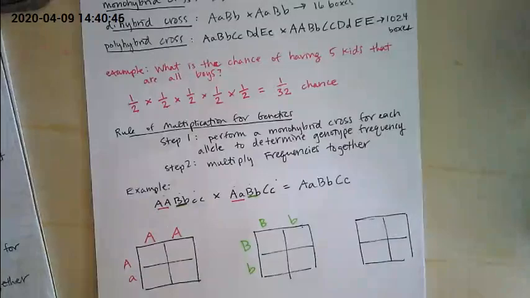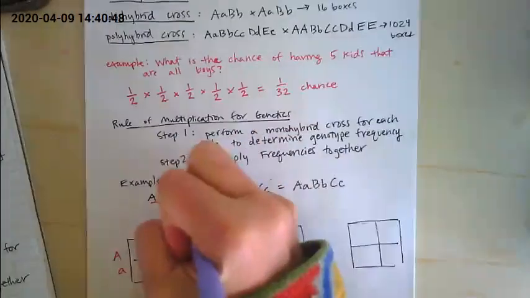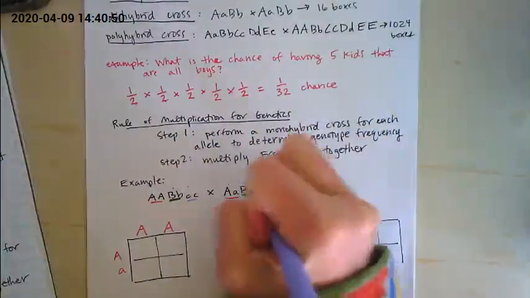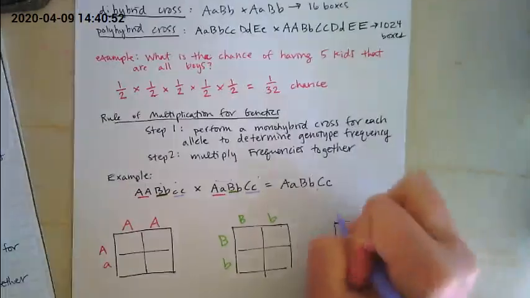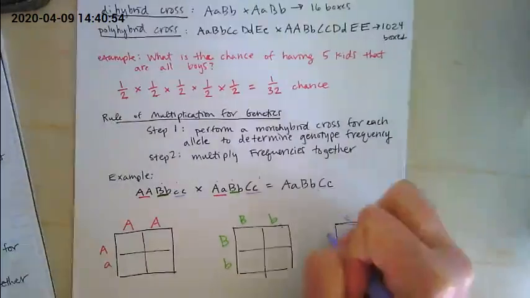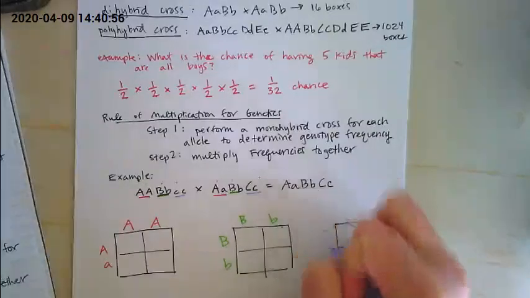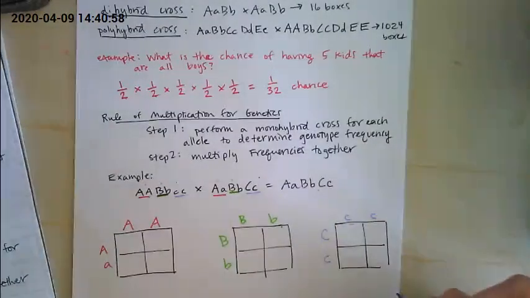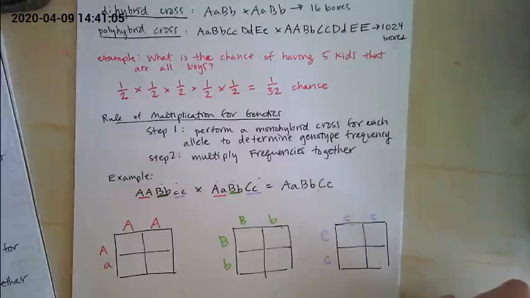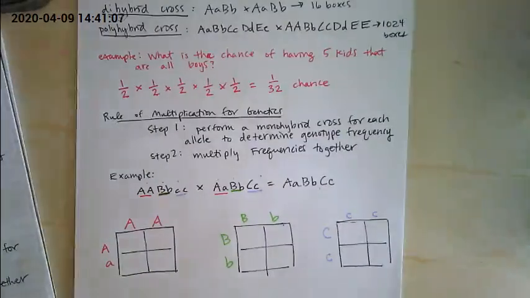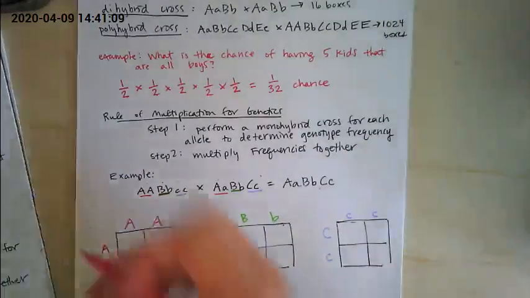And then the last one we'll do are our C's. Sorry. Little c, little c. Big C, little c. Okie dokie. So then we do the cross and we get our frequencies.